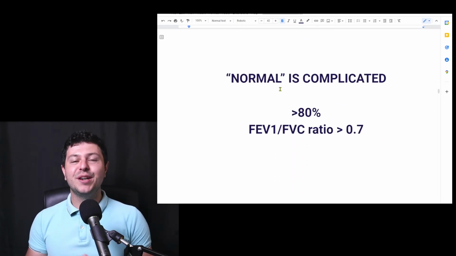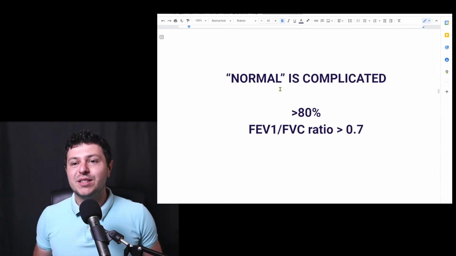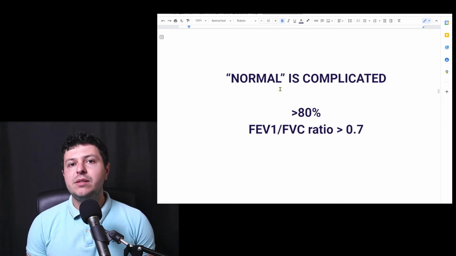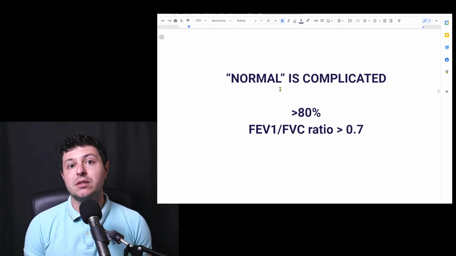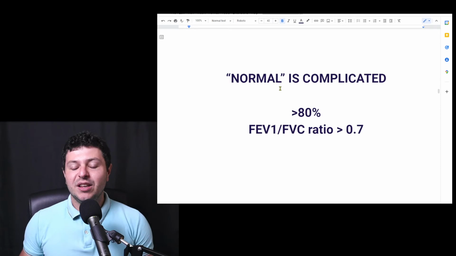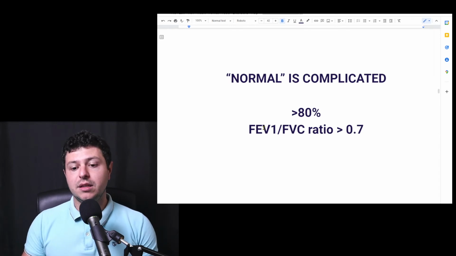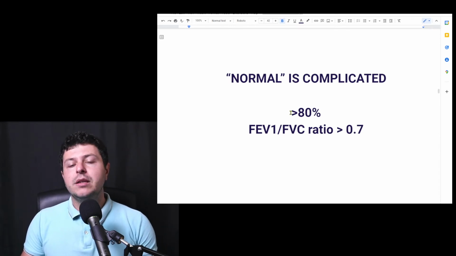Right. Normal becomes a bit complicated. This is where I wanted to come to, because most patients ask me, what's a good value on a spirometry? And it depends from person to person. It depends from case to case. It depends what we're looking for. Normally, for FEV1 and FVC, the forced expiratory volume in the first second and the forced vital capacity, generally a value that is over 80% of its predicted value is probably okay. But this becomes a little bit tricky, and I'll show you in a second.